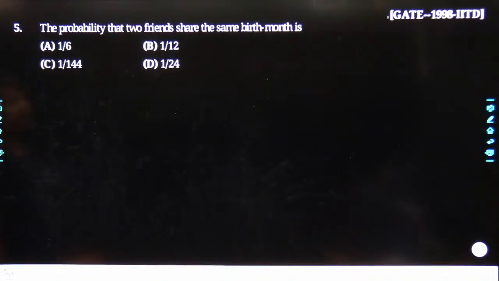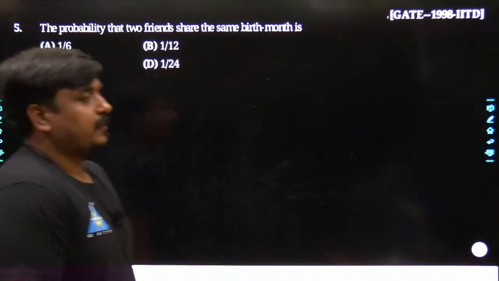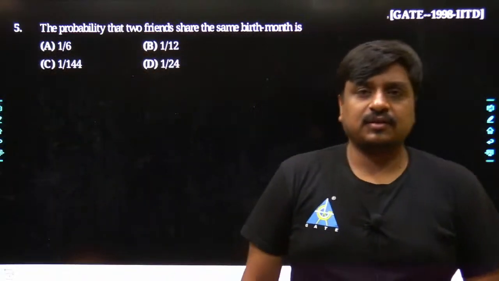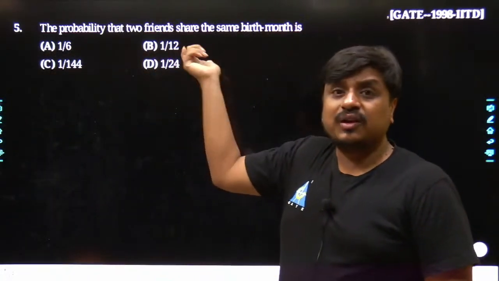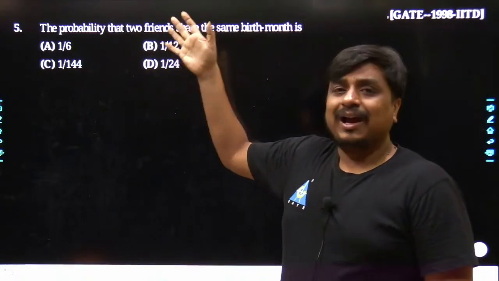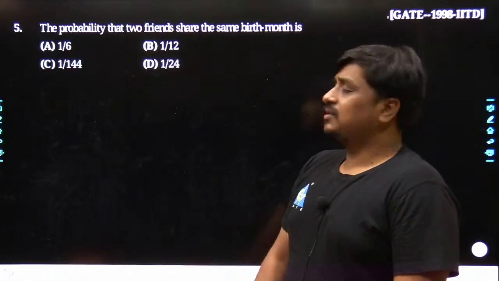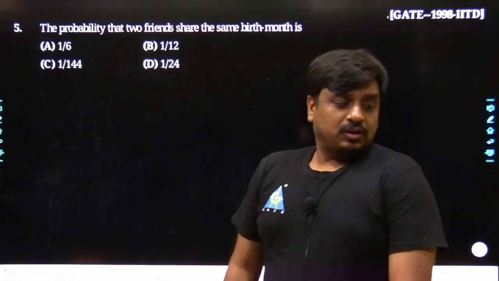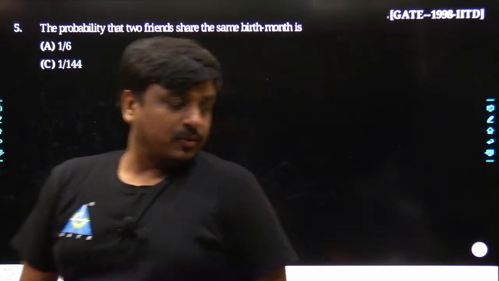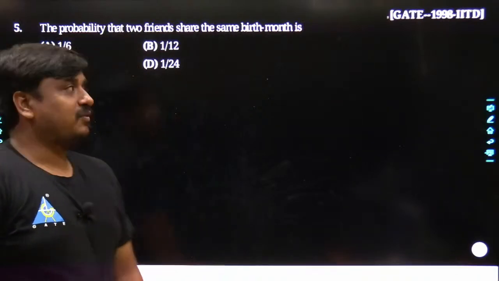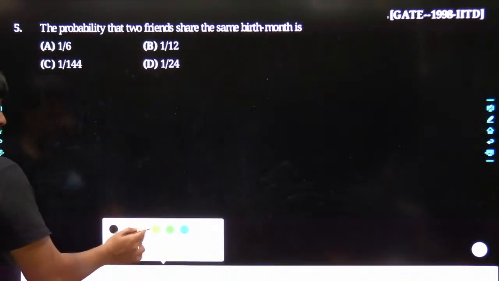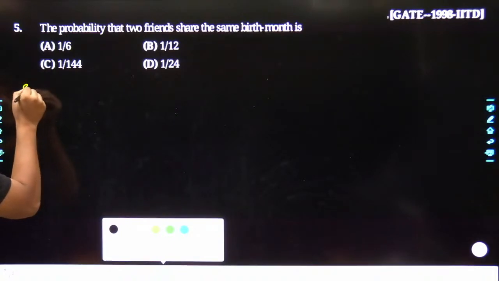Read the problem carefully and try to get its best answer. What this problem states: only 5 to 6 words are attached along with this problem and it is asking the probability that the two friends share the same birth month. May I know what would be the answer for this given problem? Here starts the solution.